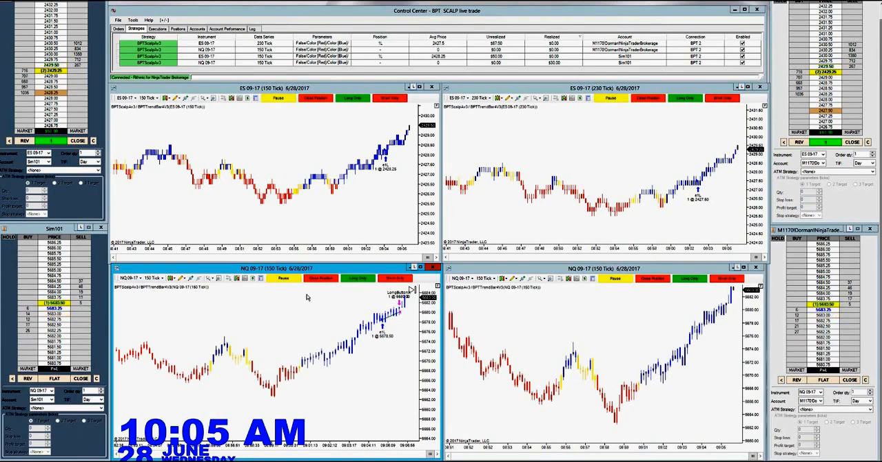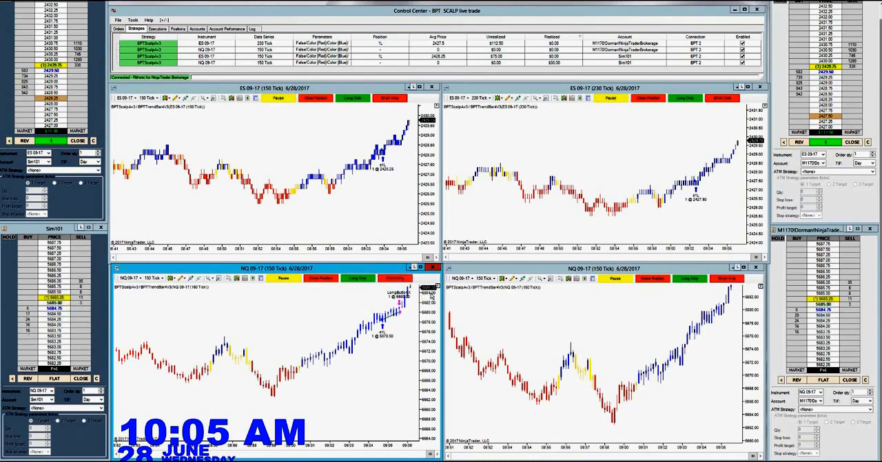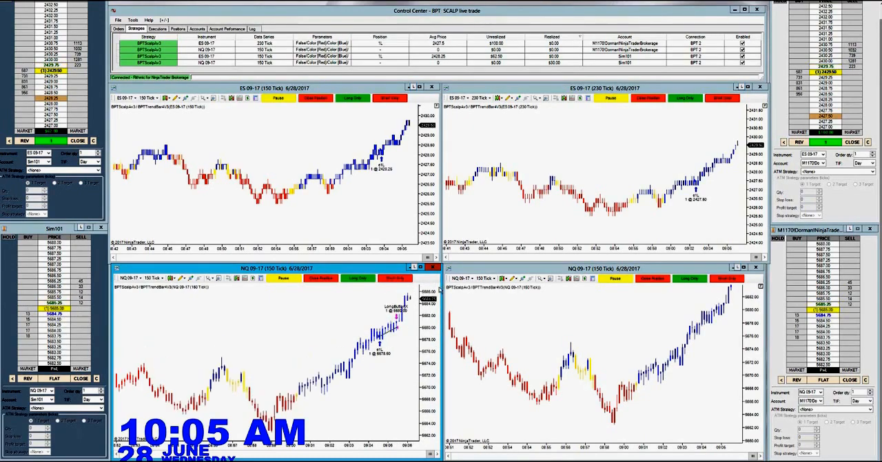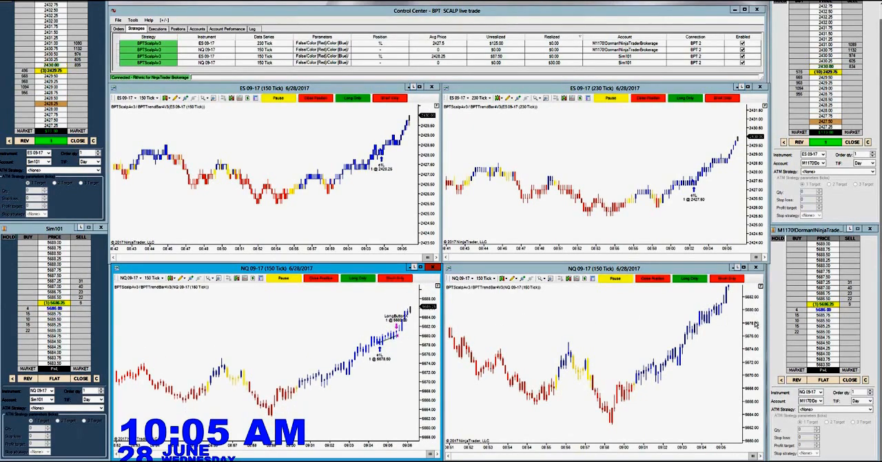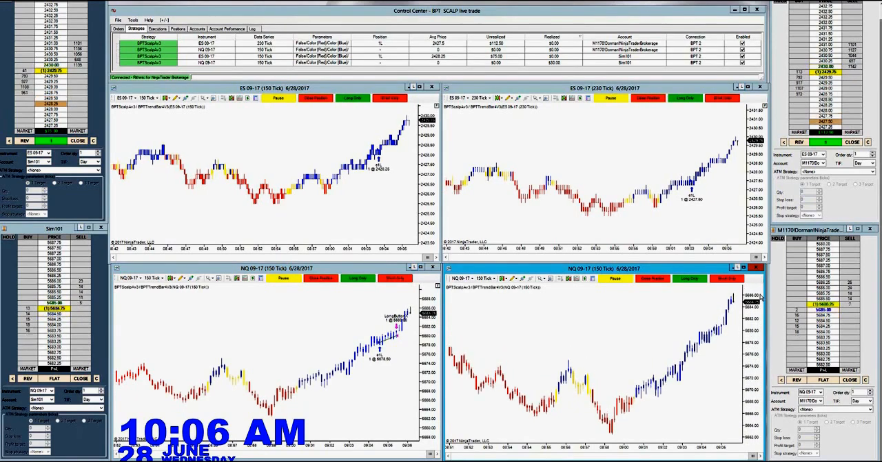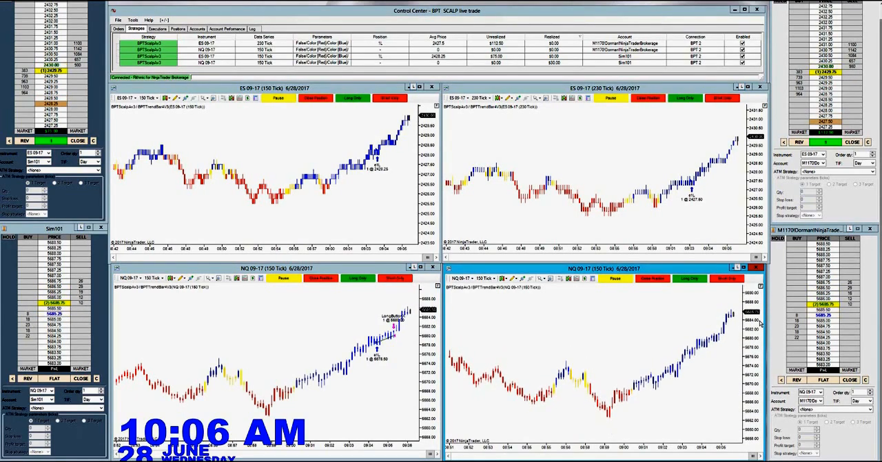But when I forced to close that trade now, it's going to take a very late trade, which probably is going to go down, and it does exactly what happened. So let's look on the ES to see that.